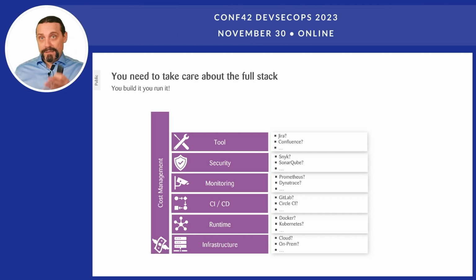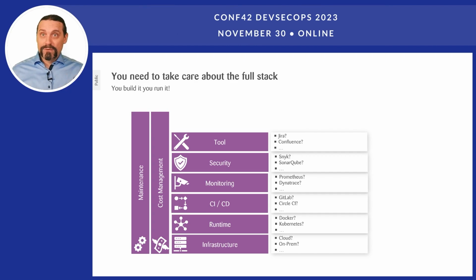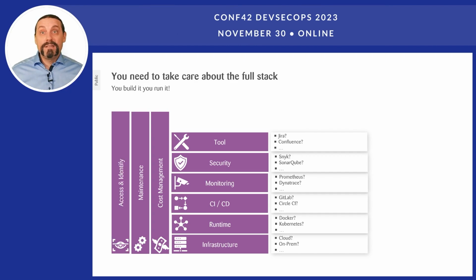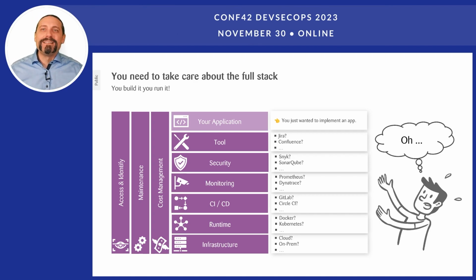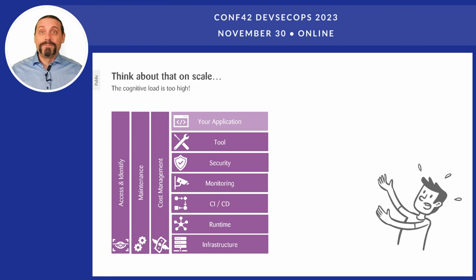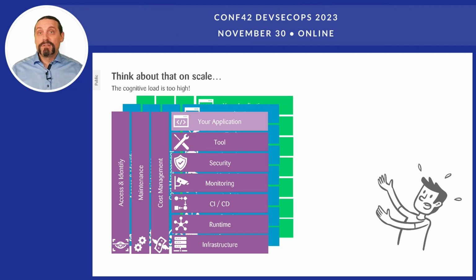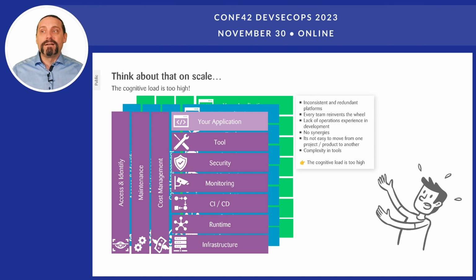And of course, you need to apply cost management across that, especially when you are in the cloud. And maintenance of all of these tools is also very important. And you need to provide access and security to all of these tools for your developers or your team members. And yeah, I just forgot, you also want to implement an application. And there it is, your application where you want to implement some features. And yeah, this is quite a lot for implementing just a feature. And the thing is, every team has such a stack. Usually in bigger companies, when you scale up DevOps, this is quite a lot, which you see there.